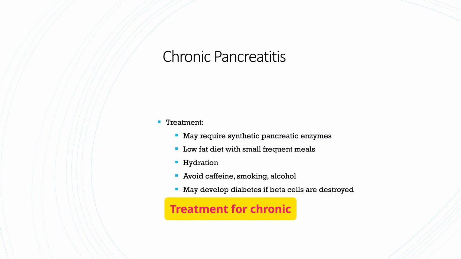Treatment for chronic pancreatitis may require synthetic pancreatic enzymes to aid digestion. A low-fat diet with small, frequent meals is recommended. Hydration is important, and patients should avoid caffeine, smoking, and alcohol. Diabetes may develop if beta cells are destroyed.